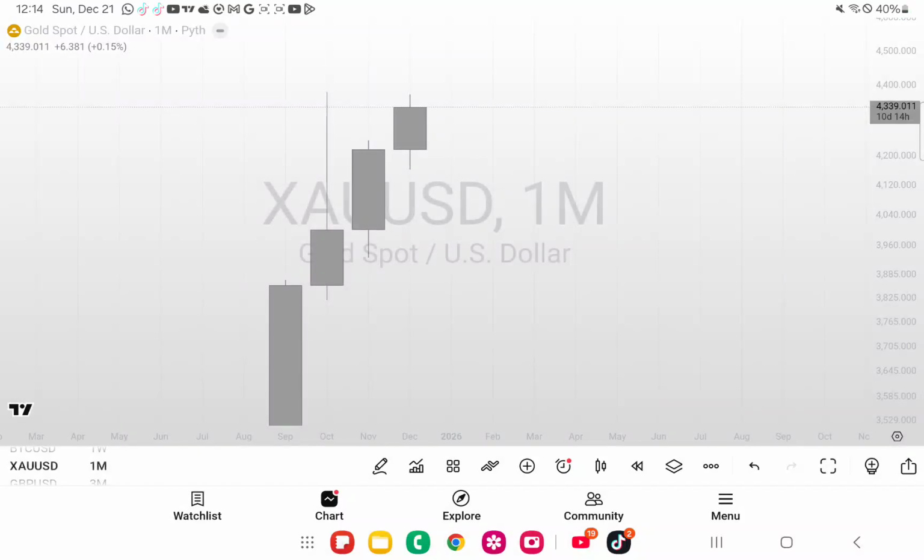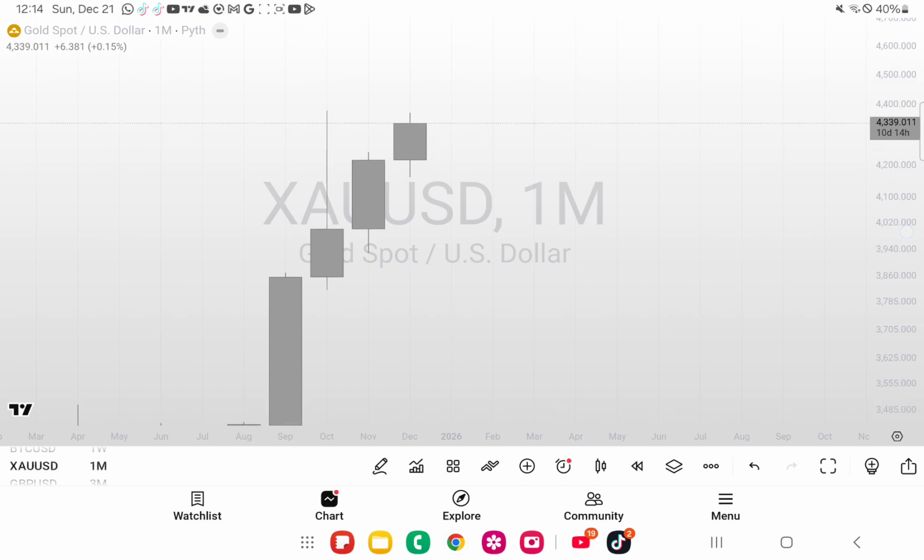Hello guys, so today we'll be doing top-down analysis on XAU USD. First we have to start our top-down analysis on the monthly time frame.